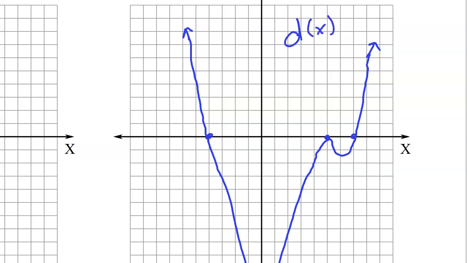Notice I came back and said I couldn't do that because I can't cross over this 5 until I actually get to 5. So practice some sketching of graphs, and let me know if you have questions.